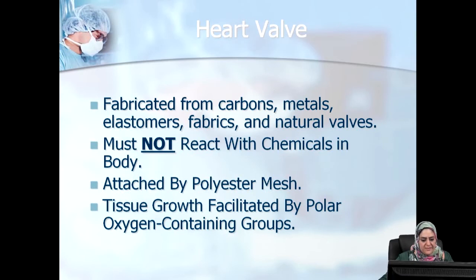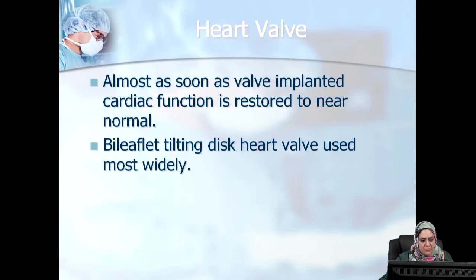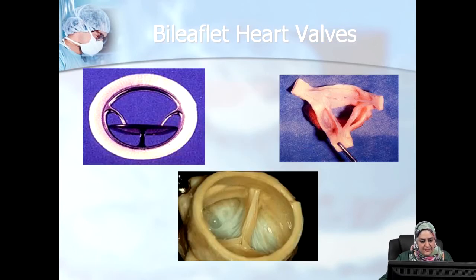Heart valves are fabricated from carbon material, elastomers, and natural valves, and must not react with chemicals in the body. Attached by a polyester mesh, tissue growth is facilitated by the polar oxygen-containing groups. Almost as soon as the valve is implanted, cardiac function is restored to near normal.